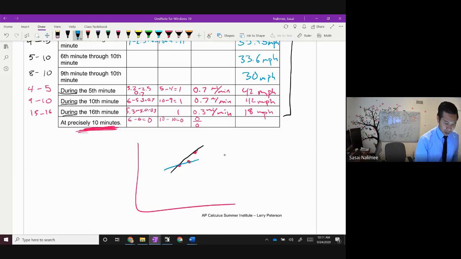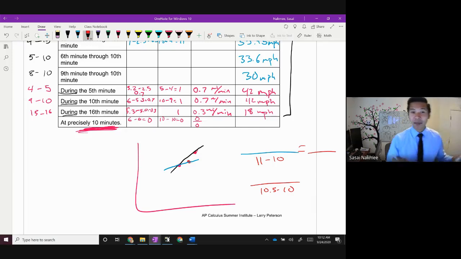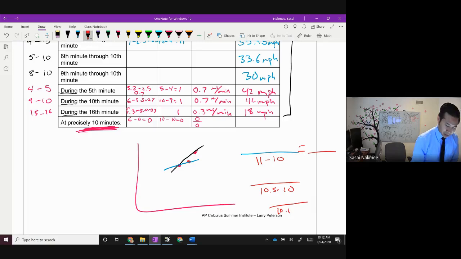Just a heads up, this is what's going on here. What I'm asking you to understand is, if I was calculating the average speed from 10 to 11, it would be 11 minus 10, and then you just calculate your answer. If I got a little bit closer and got to 10 and a half minus 10, I can still calculate that average, and it's going to be very, very close. And I could go even closer. I can go to 10.1 minus 10 and calculate that average.